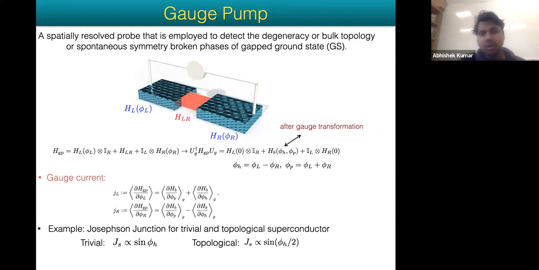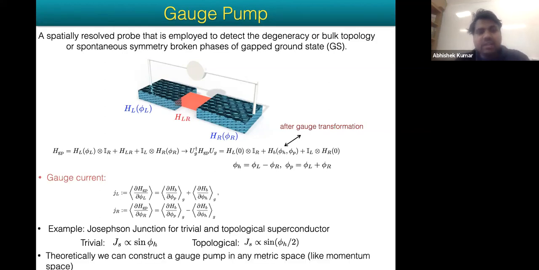This is often used to detect the topological or trivial property of a superconductor. Theoretically, we can also construct this gauge pump in any metric space, like momentum space. But for experimental purposes, it's always good to think of this in real space.